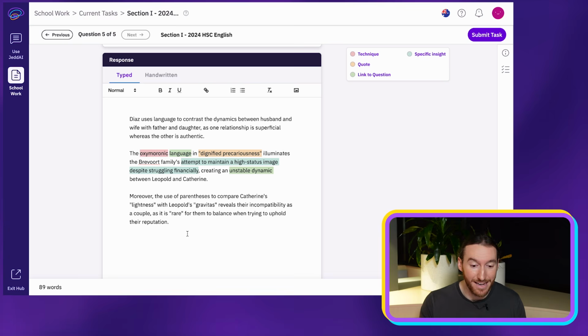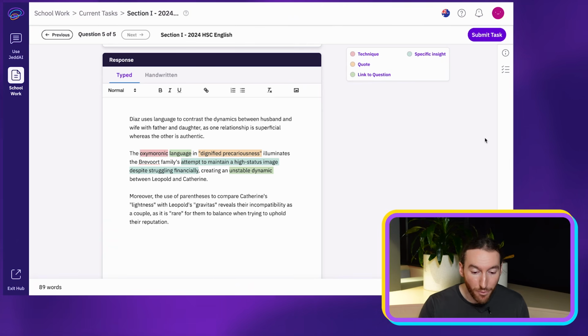Now, in the next sentence, we talk about the parentheses, the brackets that are used in that same first paragraph, because this is our second and final piece of evidence for this dynamic. And we're talking about how Leopold and Catherine are actually quite different. Moreover, the use of parentheses to compare Catherine's lightness with Leopold's gravitas. Now, that's an example of how you can weave in the single word quotes to make it flow, but you don't have to do that. Reveals their incompatibility as a couple.